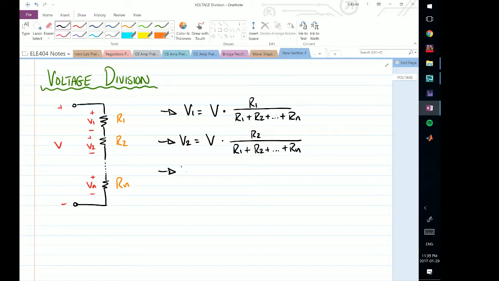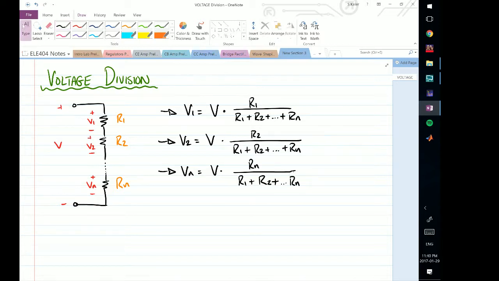Therefore, in general, if I want the nth voltage, I will multiply it by the voltage across the entire terminals. And I will take the resistor of interest as Rn, which is the resistor, again, like in the nth case, I want it across this resistor here. Therefore, Vn will depend entirely upon Rn in the numerator, and then the total resistance in the denominator.